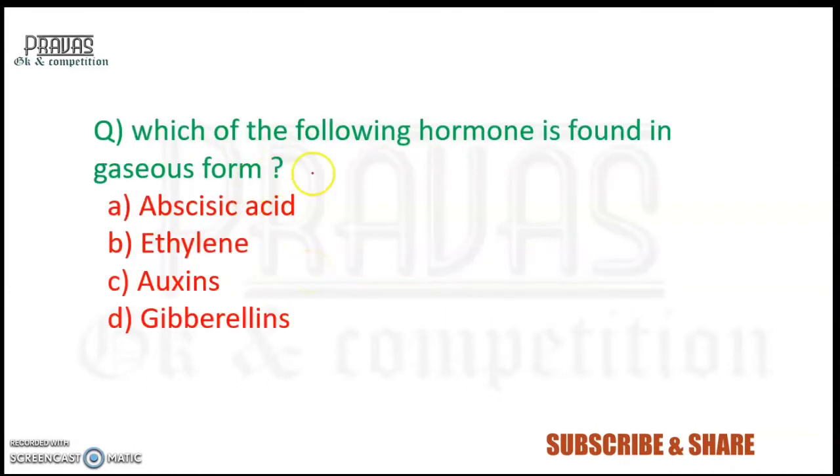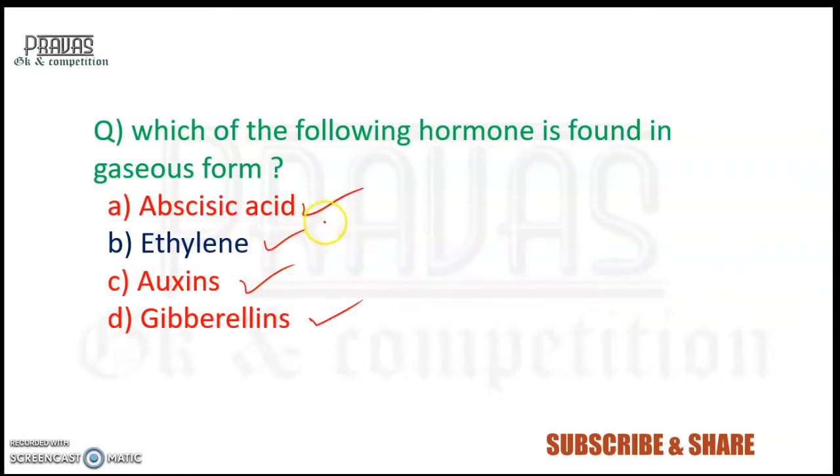The next question is, which of the following hormones is found in gaseous form? The options are abscisic acid, ethylene, auxins, gibberellin. And the answer is ethylene. Ethylene is the plant hormone which is mainly found in gaseous form.